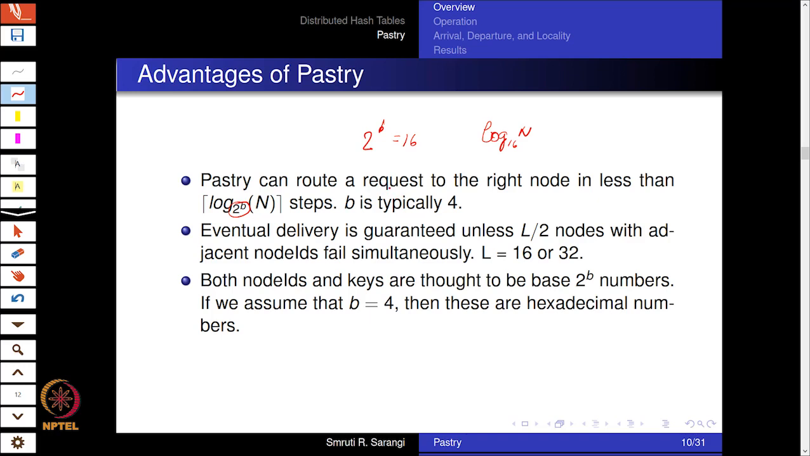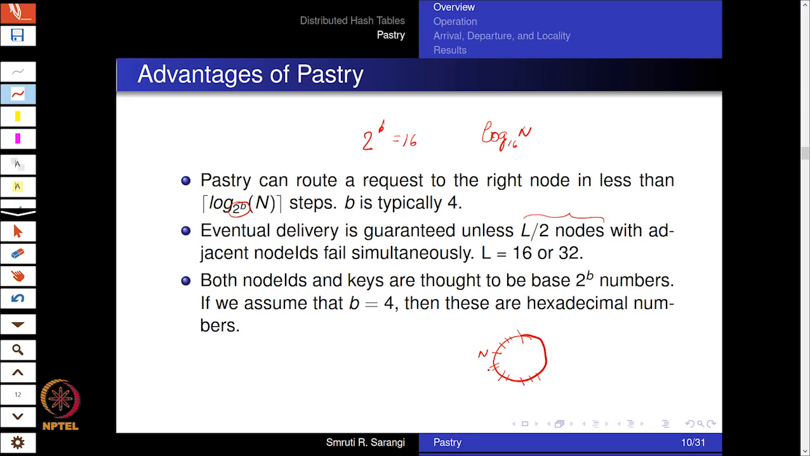Pastry does a wonderful job in tolerating node failures. Nevertheless, eventual delivery is guaranteed at the destination unless L by 2 nodes, where L is a user-defined constant, with adjacent node IDs fail simultaneously. L can be 16 or 32. So what this is basically saying is that, look, if this is the final node, and let's say there are many node IDs at different points of the ring, and similarly over here.